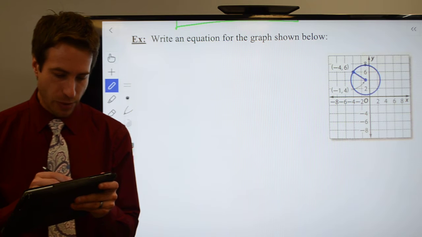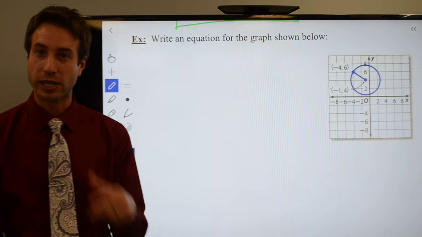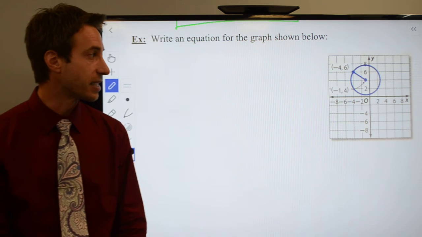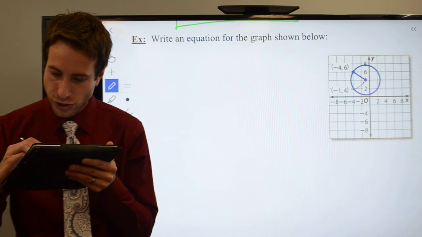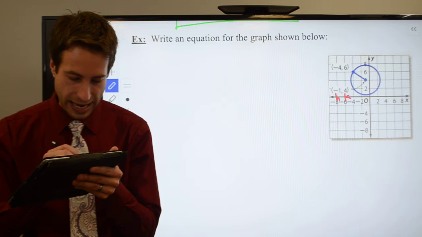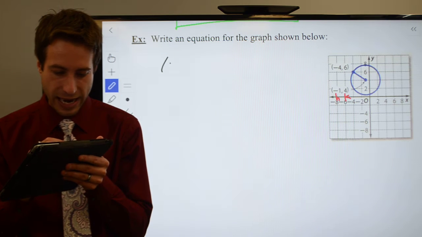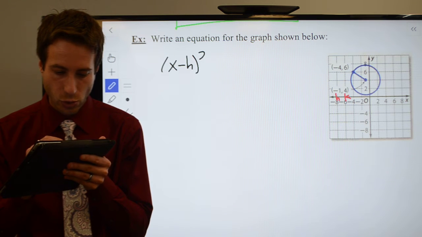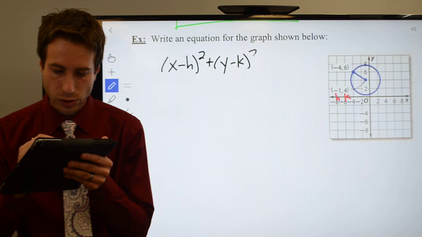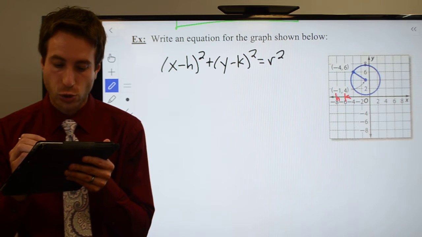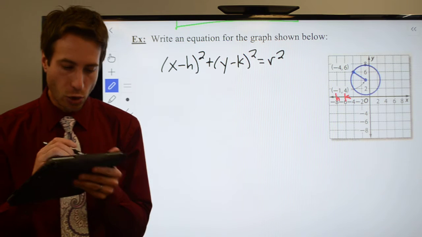All right, perfect. Again, what we've got to do is immediately take a look and see, hey, am I centered at the origin or am I centered at (h, k)? And I can quickly recognize I am centered at (h, k). Let's go ahead and take care of that. I know that I need (x minus h) squared plus (y minus k) squared is equal to r squared. Go ahead and plug in your h and k.